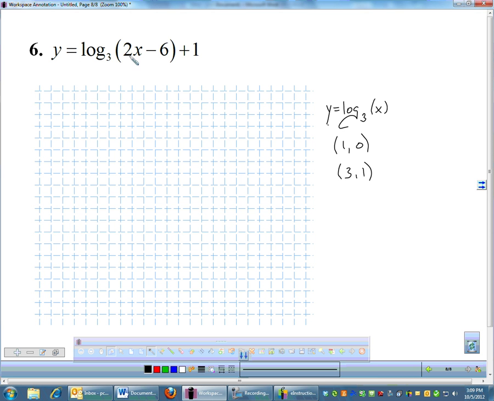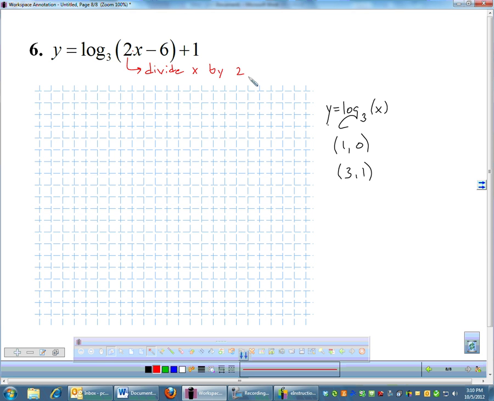You have to be careful, because look at this one. There's a 2x minus 6. You're probably thinking, okay, well, there's 3 transformations. I see the plus 1, I see the minus 6, and I see that times 2. Okay, the 2 is inside parentheses with the x. So that's 2 times x. But remember, if you affect the x coordinates, you do the opposite. So we are going to divide the x's by 2.